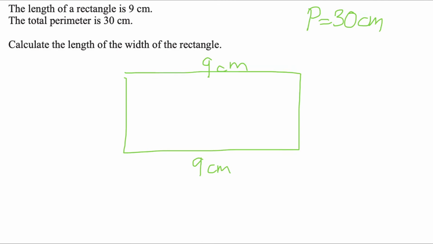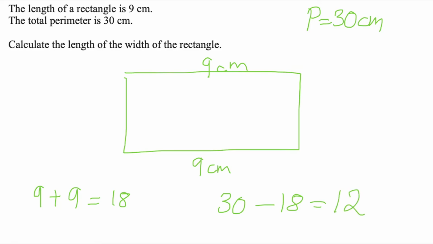So we know that the perimeter is 30 and we know that the lengths are 9. So let's add them together first. 9 add 9 is equal to 18. So the lengths added together give us 18. We know that all the sides must add up to give 30. So 30 take away 18, which is the two lengths, will give you an answer of 12.